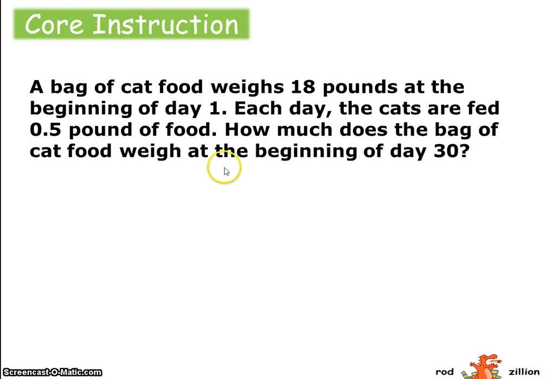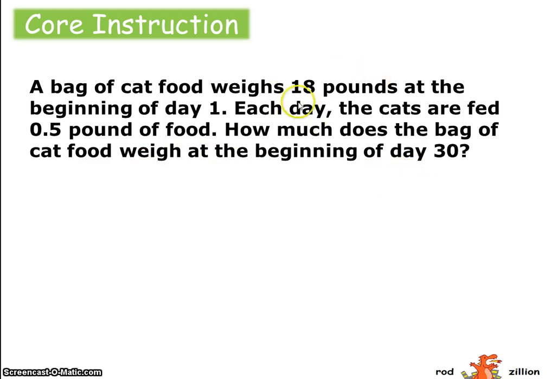Alright, so sometimes we have to find it in the context of a real-world problem. So in this case, a bag of cat food weighs 18 pounds at the beginning of day 1. Each day the cats are fed a half a pound of food. How much does the bag of cat food weigh at the beginning of day 30?